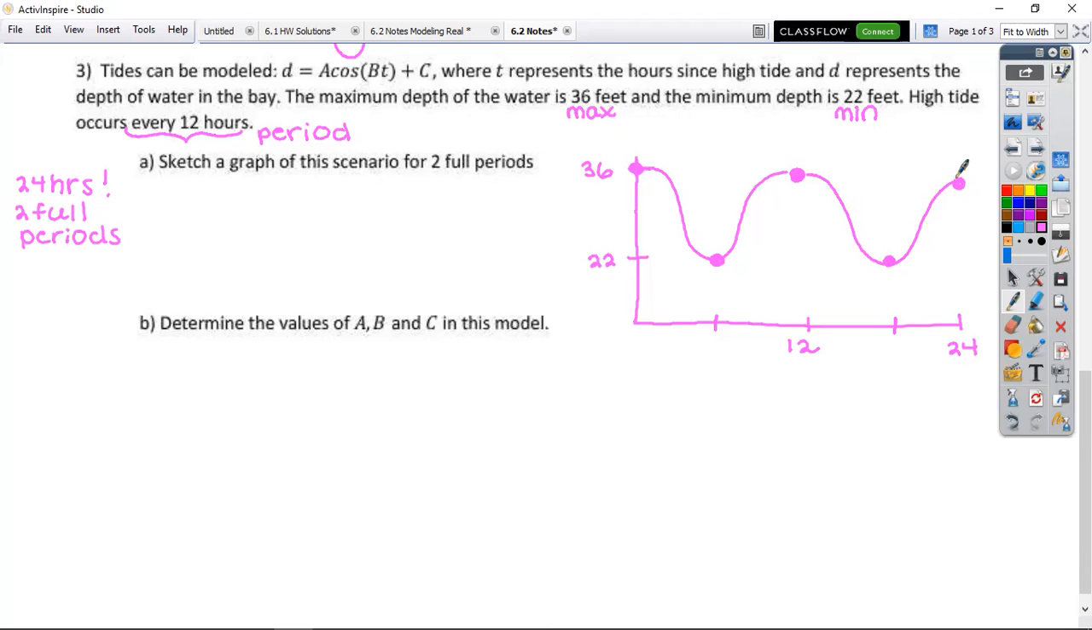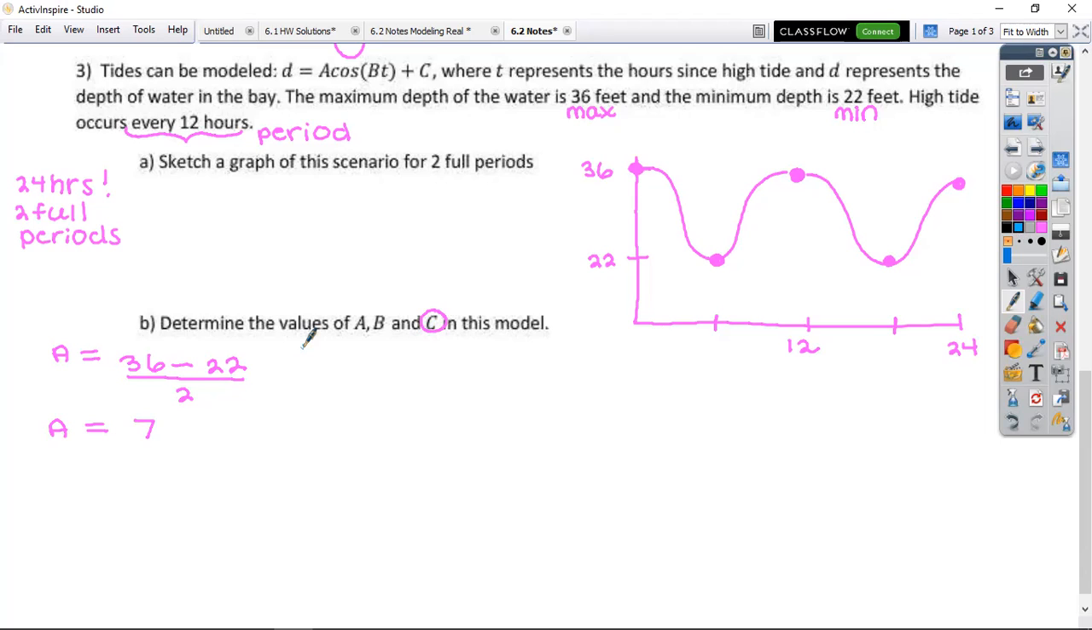Just a sketch. Determine the values of A, B, C in this model. So we already did that above, so same formula. So amplitude is equal to max minus min divided by 2. So 36 minus 22 divided by 2. Next, I need to find my C, and again, C is referring to your midline value because you don't have a phase shift here. Don't mean to confuse you by that.